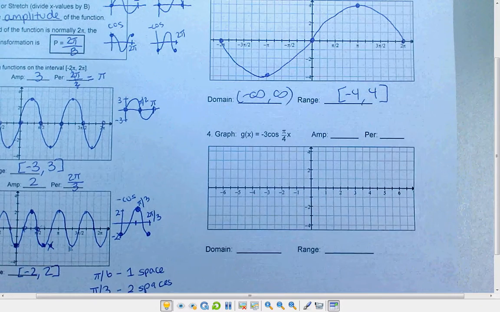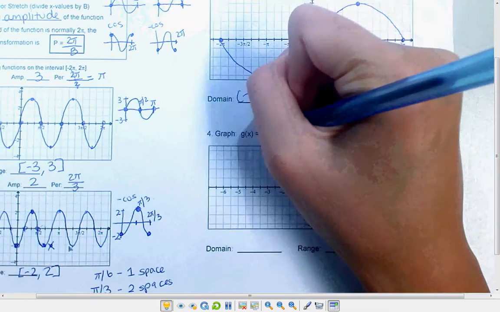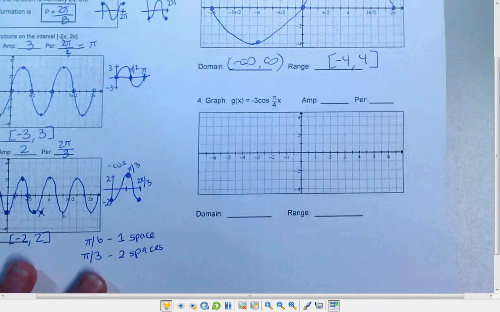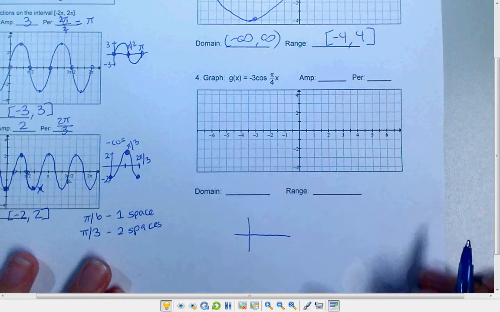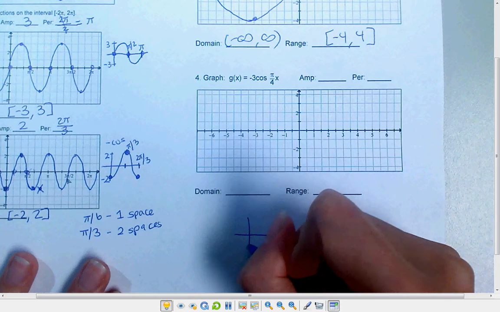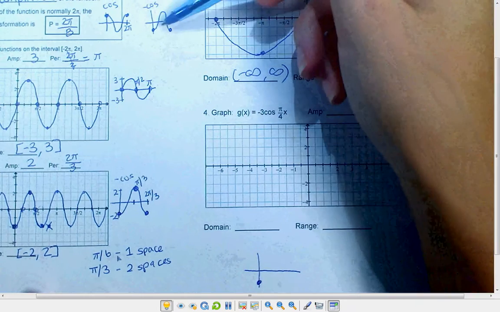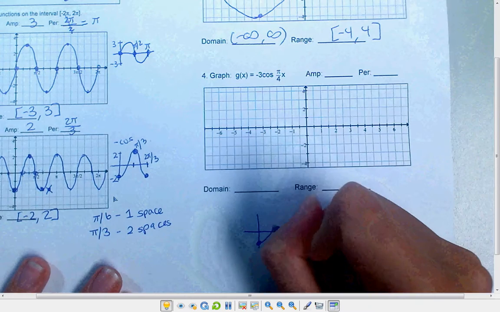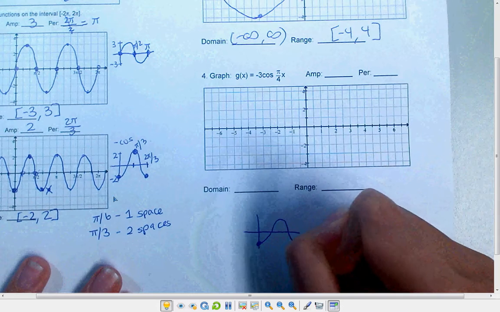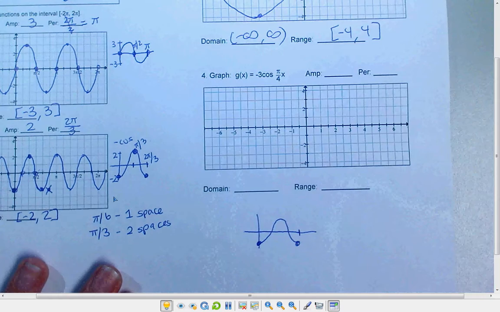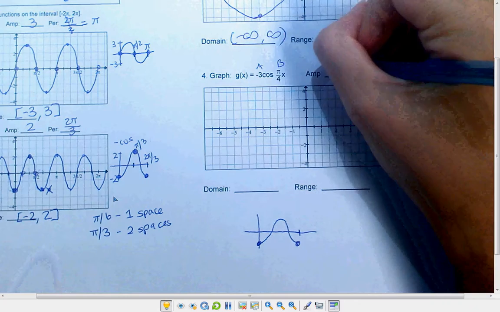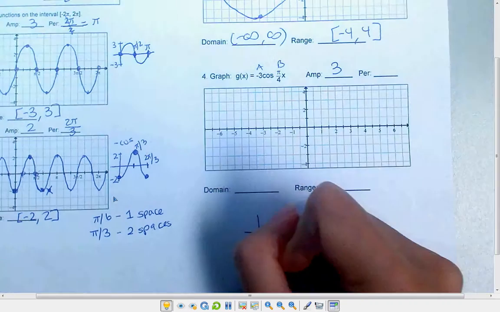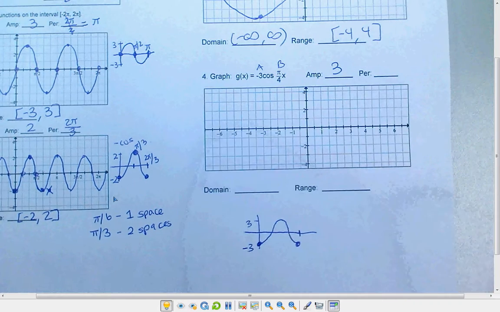Okay. Last example. So this is a negative cosine function. Let me draw this one down here. So because it's negative, I know it's starting at the bottom. It's cosine, so it's this one. It's going to go up and then back down. So my amplitude is 3. So I know it's going to go from -3 to +3.